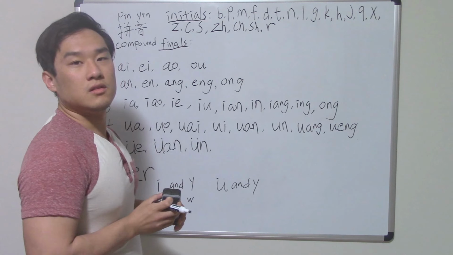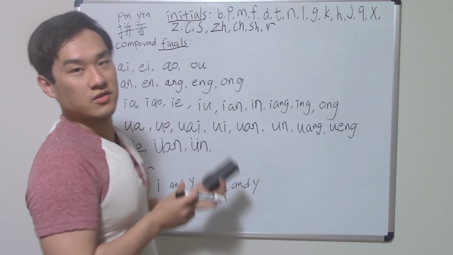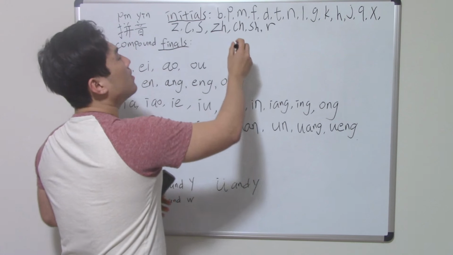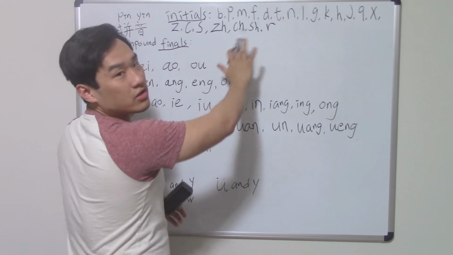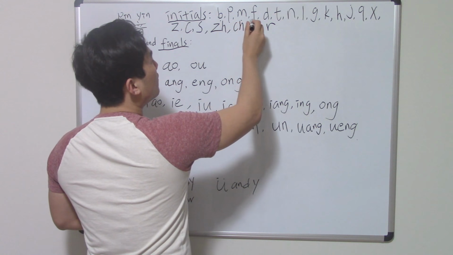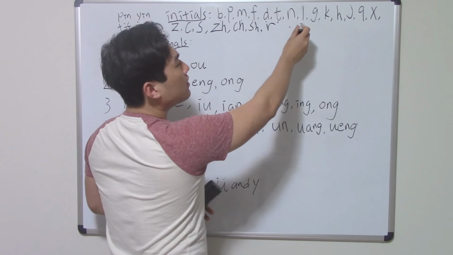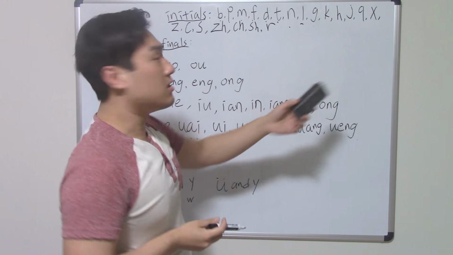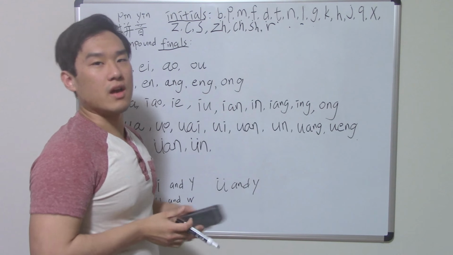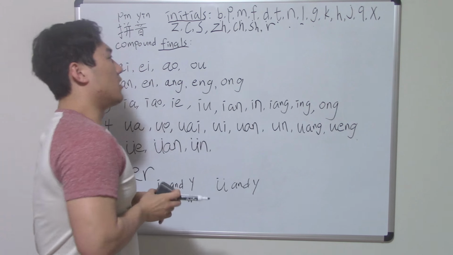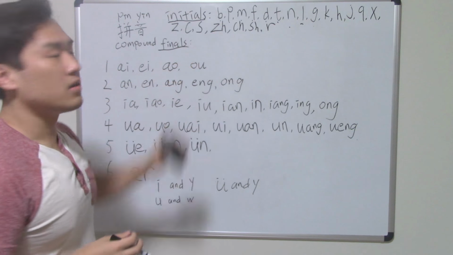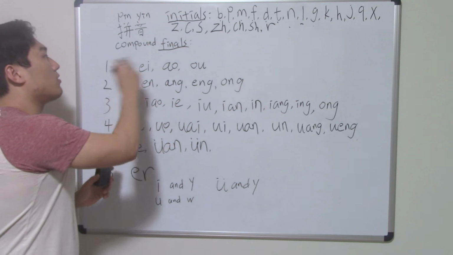Basically, let me go through all those initials as a review, to give you a better understanding and help you in the future too. So these are all the initials that we have: bo po mo fo, de te ne le, ge ke he, ji qi xi, then zi ci si, and zhi chi shi. You should be able to say those. Those are pretty easy. Like I said in the previous video, we talked a lot about all these things. But for today, we're mainly focused on the compound finals.